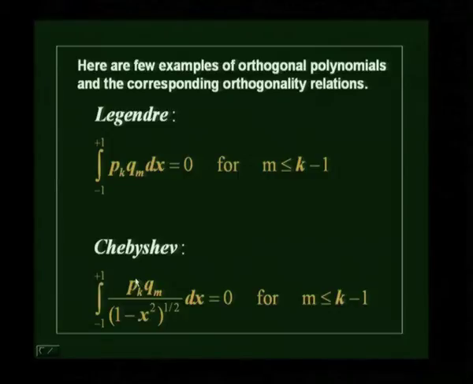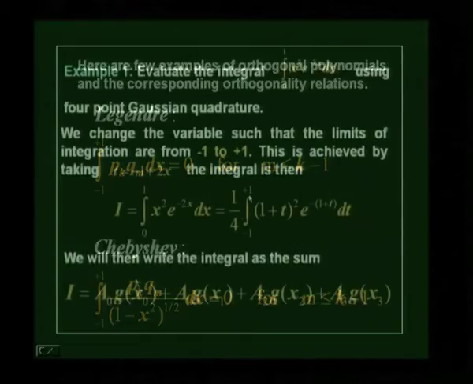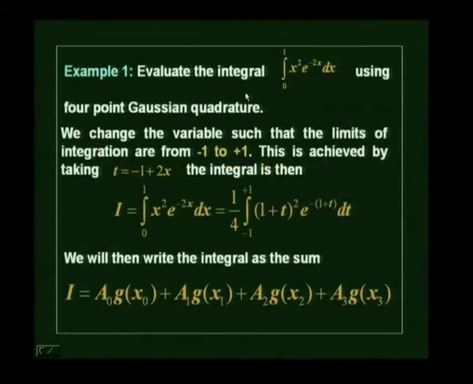So, let us look at one example here, to evaluate an integral of this form. Now you see it has limits 0 to 1, x squared e to the power of minus 2x dx. Now we want to look at the 4-point quadrature scheme, a 4-point Gaussian method. So, we want to use 4 tabulated points, that is the polynomial will be of order 3.